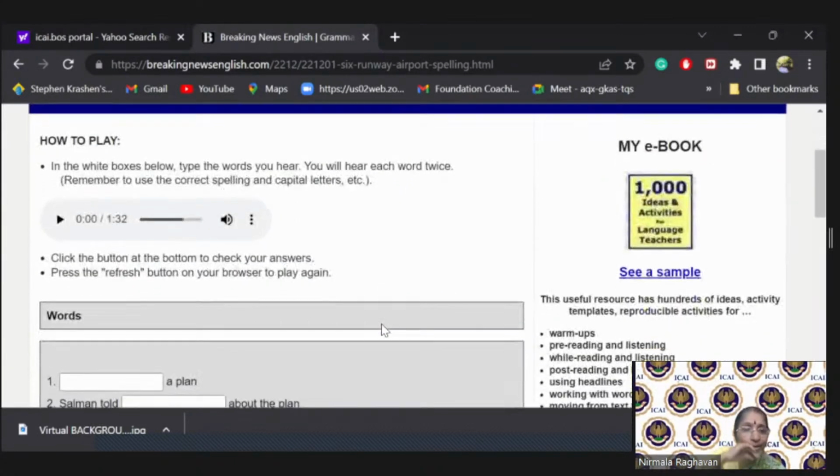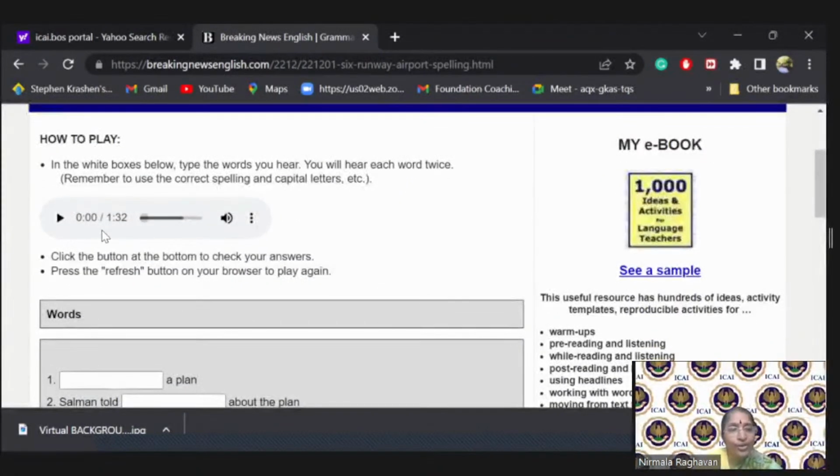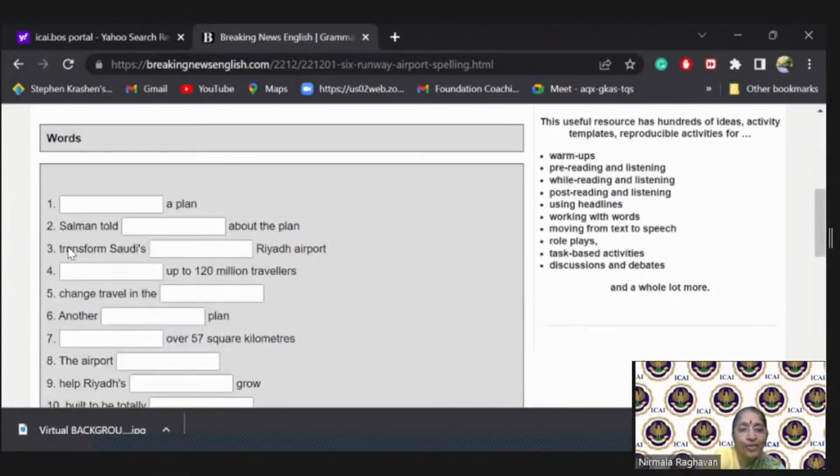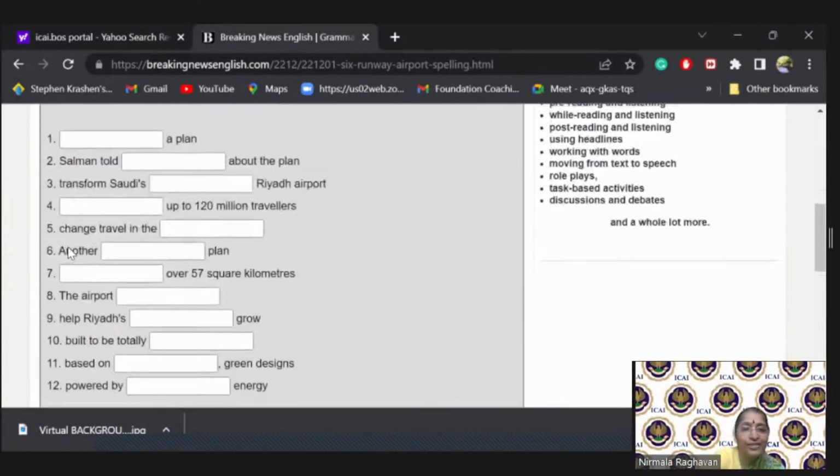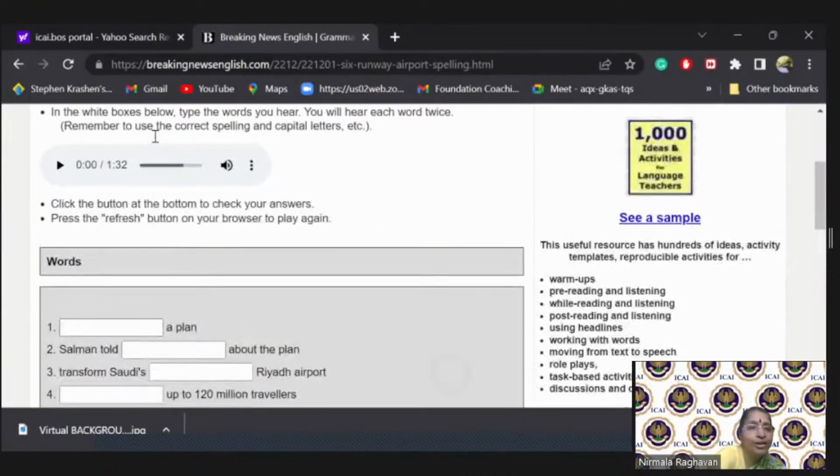Okay, how to play. You have this arrow here. You have the blank sentences here. You have to fill in this blank based on your listening. Now I'm going to click this. Spelling. 1. Announced. So that's announced a plan. Then Salman told Dash about the plan. Let's see what the word is. Announced.